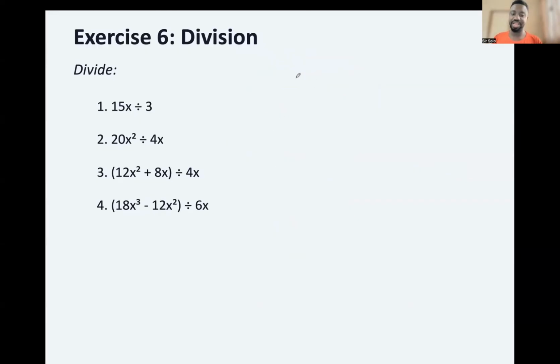In division, we have 15x divided by 3. In division, we divide the coefficients. We are going to have 15 divided by 3, which is 5. Then we attach the x to it, and we get 5x.